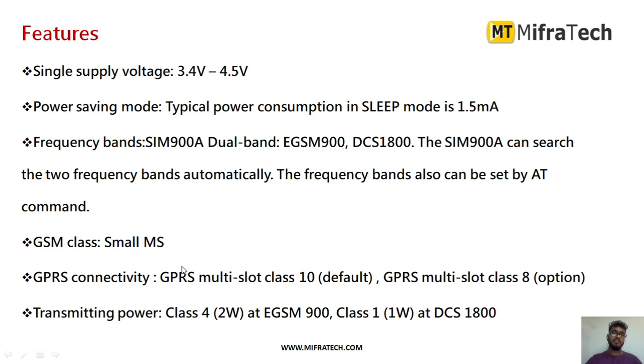The GSM class is small MS, what we are using. The GPRS connectivity is GPRS multi-slot class 10. This is the default GPRS present in it. GPRS multi-slot class 8 is also there as an option you can set. The transmitting power is class 4, that is 2 watts at EGSM 900, and class 1, up to 1 watt, at DCS 1800. So these are the different features of this GSM SIM900A.